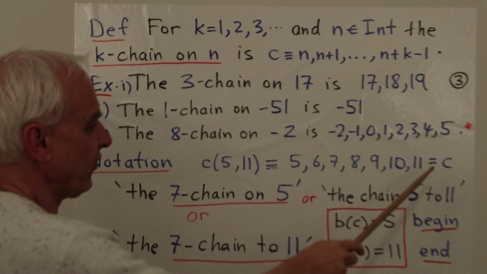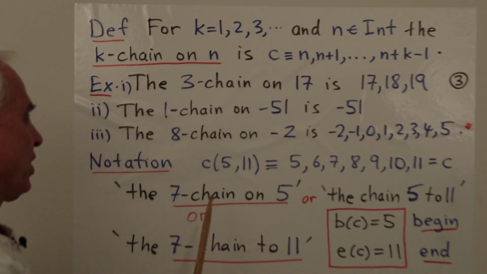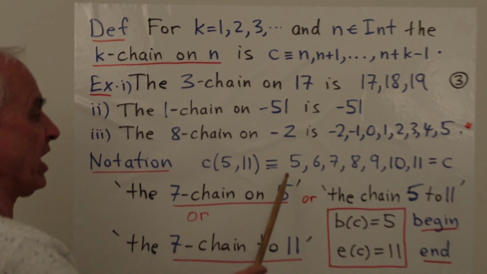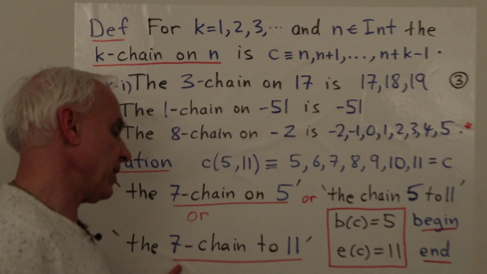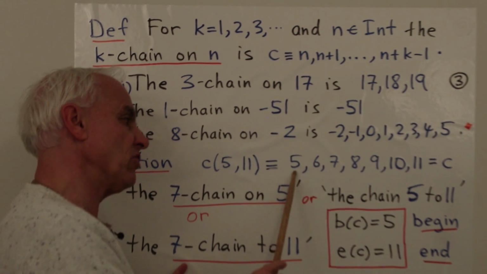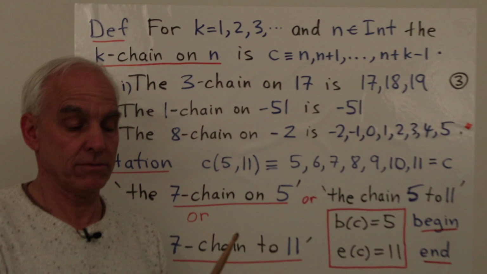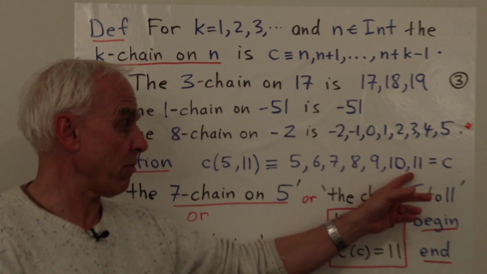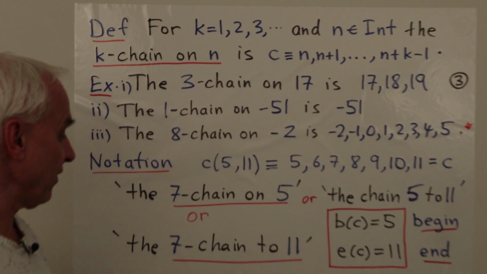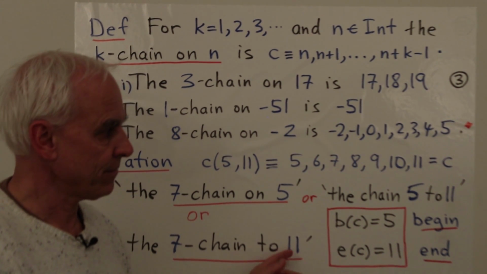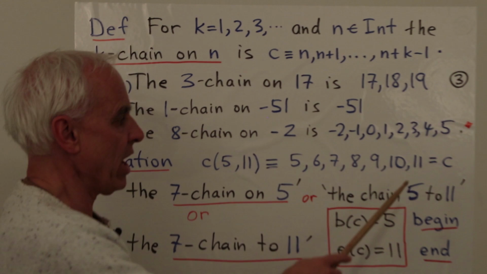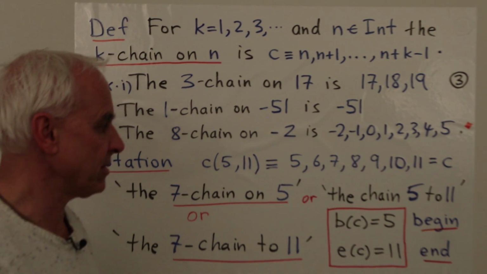So if we call this chain C, then we could describe it as saying it's the 7 chain on 5. Or we might also want to express it not in terms of its first entry, but in terms of its last entry. There might be situations where that's more important to us, in which case we could refer to it as the 7 chain to 11, describing it or indexing it by its last element.